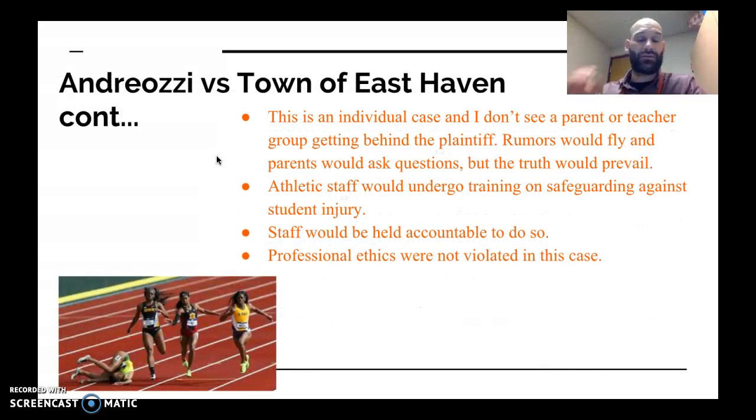Androzio versus the town of East Haven, I would think that I would have my athletic staff trained to a T about what is appropriate at meets, at practices, what kind of things they can actually push kids to do physically, and also the safeguards against students getting hurt, watching for materials in the way of a student getting hurt.